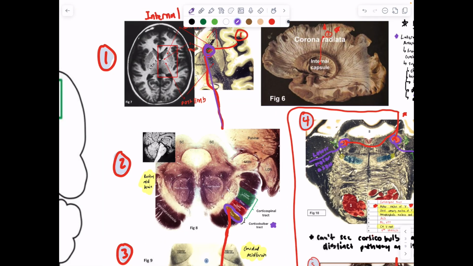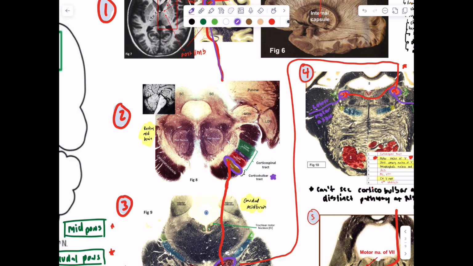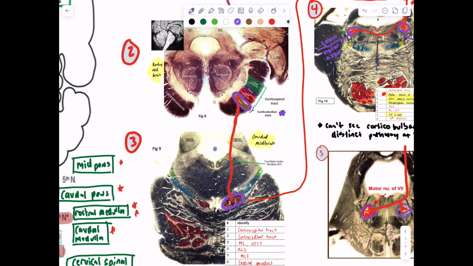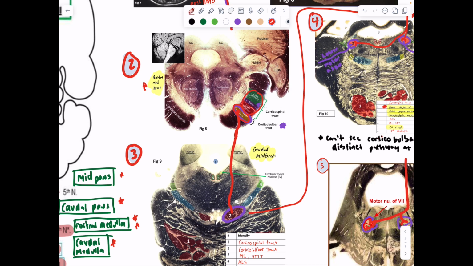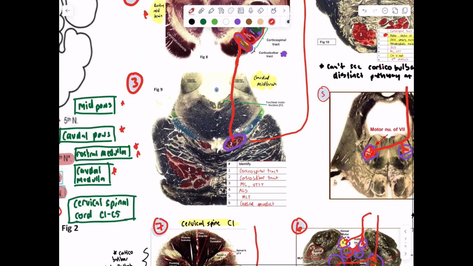After we've gone through the internal capsule, we keep going. We have the cerebral peduncle here, and we're on the medial part of the cerebral peduncles where the cortical bulbar tract is. Then we go into caudal midbrain. And here, notice how we are now separate. Here's the cortical spinal tract, which we'll talk about next. Cortical spinal is the other part of the pyramidal tract, and then we have cortical bulbar. Notice how they're next to each other in the rostral midbrain. Well, when you get to caudal midbrain, you are no longer next to each other. Here is the cortical bulbar that we're tracking right now, but cortical spinal was actually over here. So in caudal midbrain, they've split.